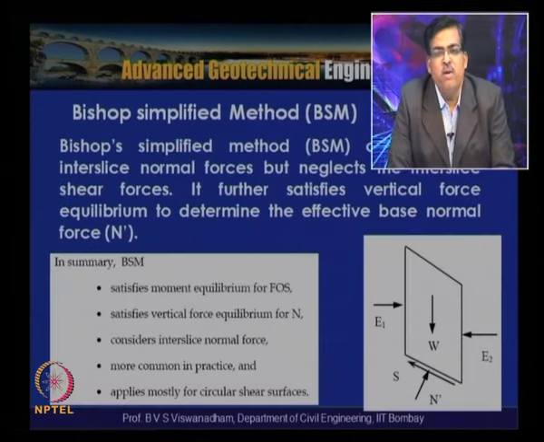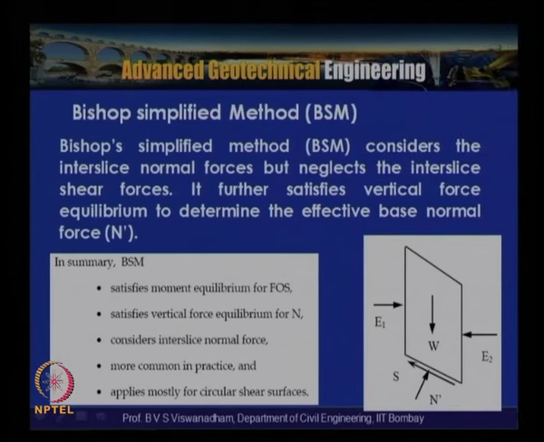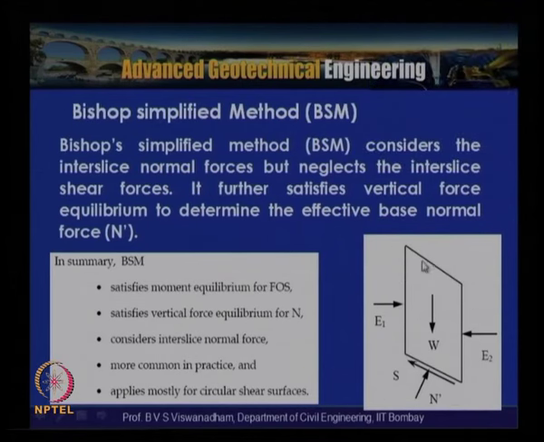In the Bishop simplified method, as is shown here, it satisfies the vertical force equilibrium for n and the moment equilibrium for the factor of safety. By determining the factor of safety, the moment equilibrium is satisfied, and vertical force equilibrium is satisfied with respect to n, and it considers the interslice forces E1 and E2. It is more common in practice, and applied mostly for circular failure surfaces.